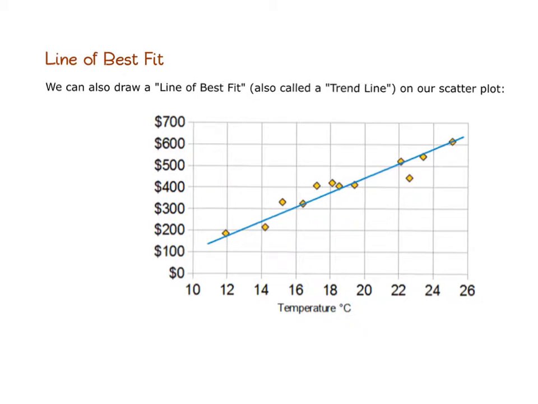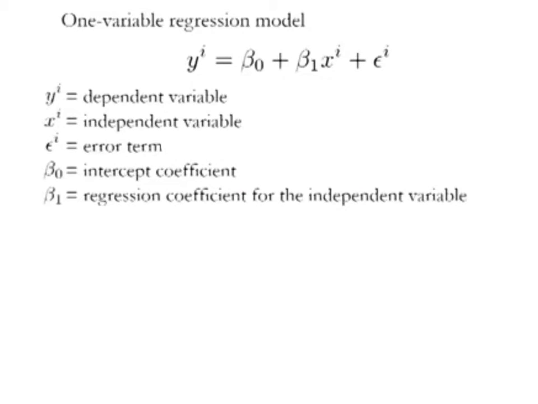In this graph, a best fit line is drawn in blue. This best fit line is also called our trend line on our scatter plot. This is the line that we use to determine our linear regression equation. We model our line of best fit with our one variable regression model. Here's an example of the one variable regression model.